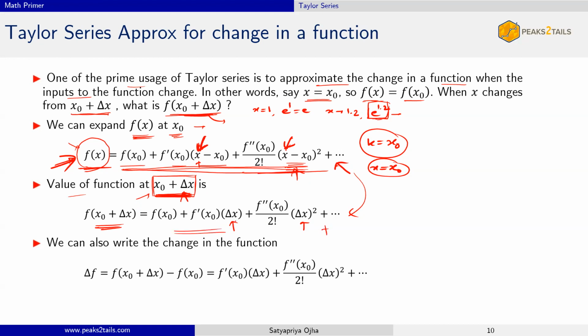If you understood this, finally, you take this one to the left-hand side. That gives you f of x0 plus delta x minus f of x0, which is nothing but the change in the function delta f. This is how much the output changed because x went from x0 to x0 plus delta x, right? And that is this. Is this clear, guys?